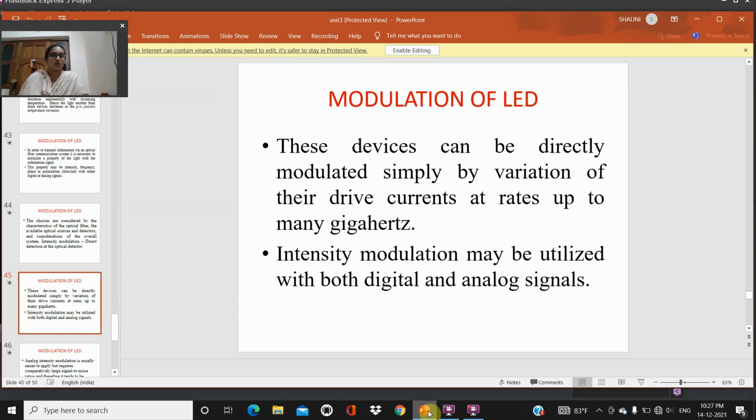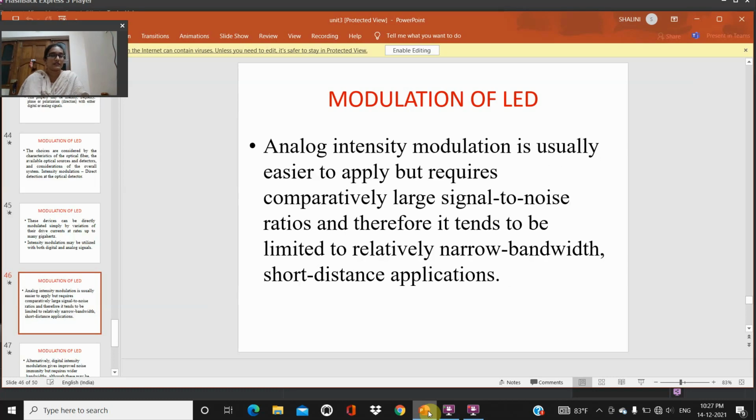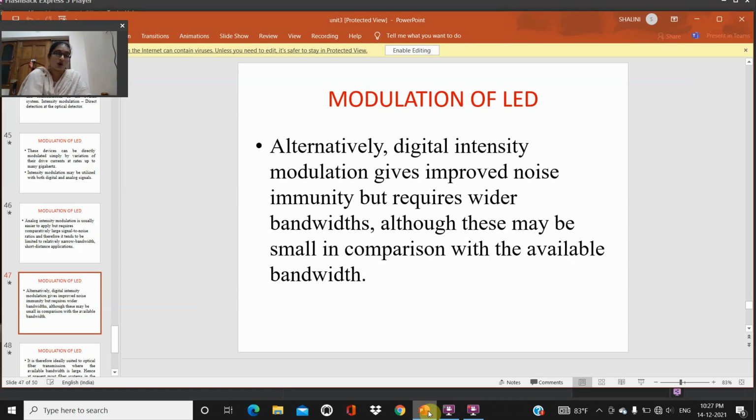These devices can be directly modulated simply by variation of their drive currents at rates up to many gigahertz. The intensity modulation may be utilized with both analog and digital signals. Analog intensity modulation is usually easier to apply but requires a comparatively large signal to noise ratio, and therefore it tends to be limited to relatively narrow bandwidth. So it is applicable only for short distance applications.